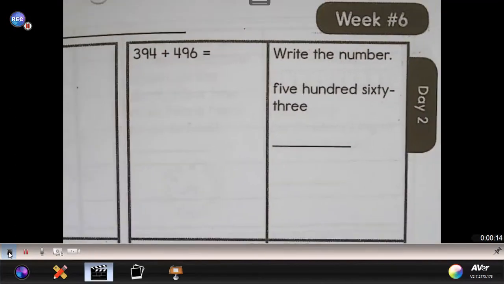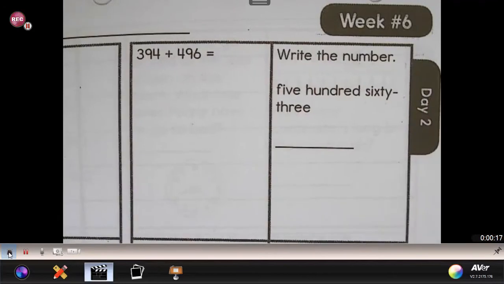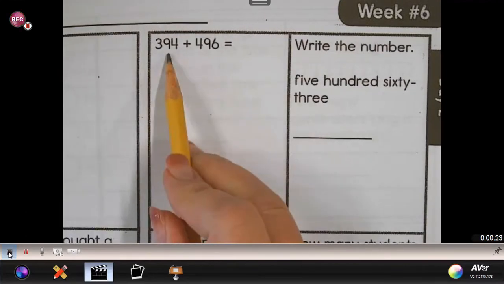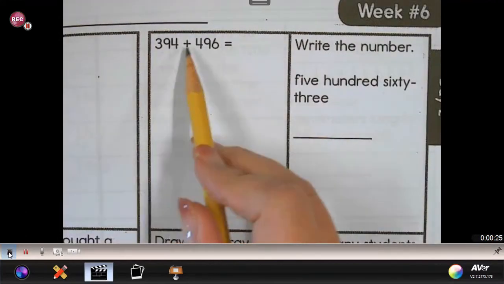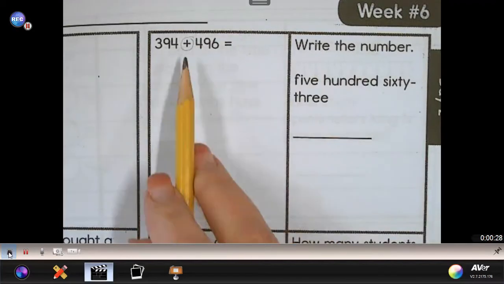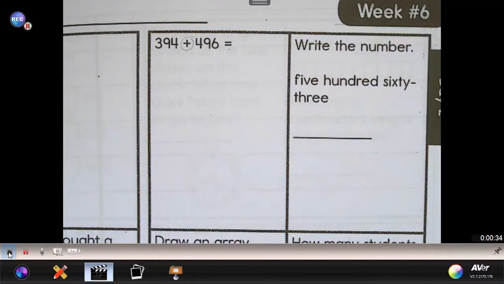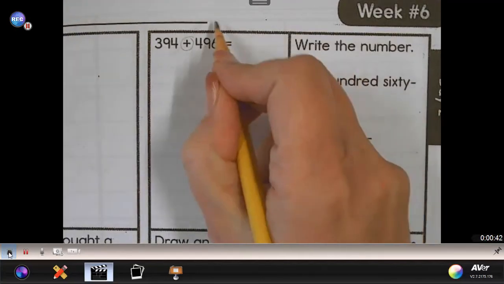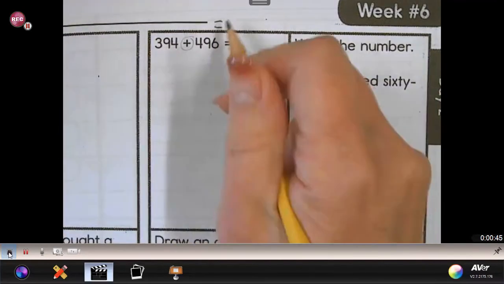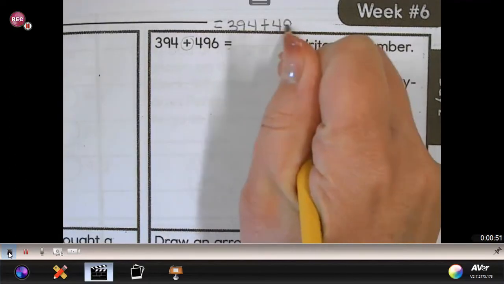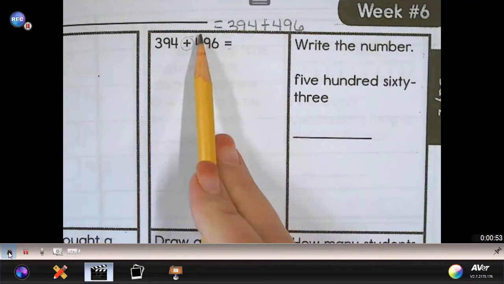It's week 6, day 2, so make sure that you're on our day 2. We're going to start off with our addition problem or equation. We know that it's addition because we see a plus symbol here and an equal symbol. Remember that the equal symbol is known for understanding that it's the same as, not answer, but same as. So we could even write our equal sign with 394 plus 496 on the other side of our equation.